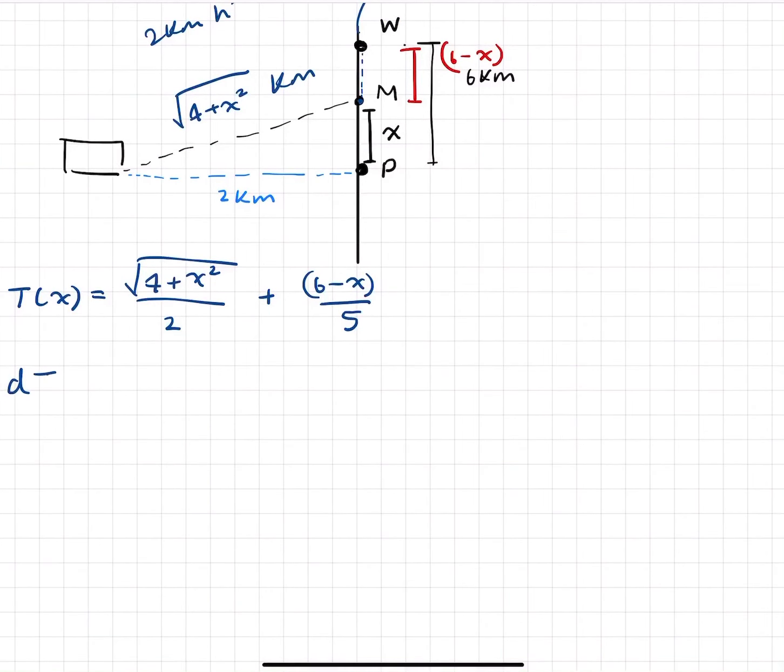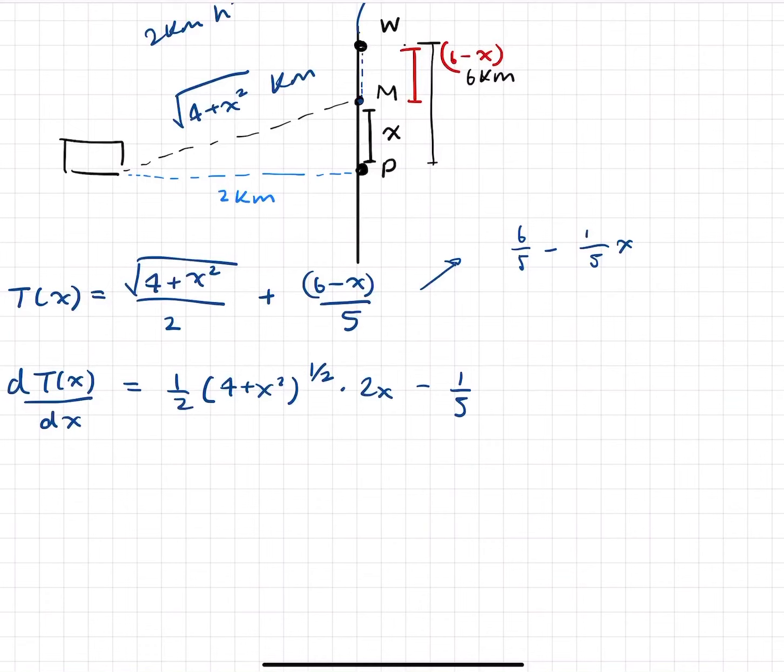So this becomes dT of x over dx. And then we just take the derivative of this stuff. So it becomes 1/2 times (4 plus x squared) to the power of negative 1/2 times 2x. And then this becomes 6 over 5. Well, I'm not going to derive this part. If we expand this, it is 6 over 5 minus 1 over 5x. It just becomes negative 1 over 5.